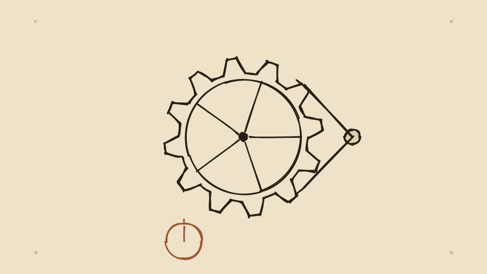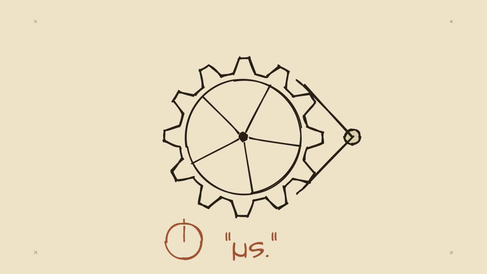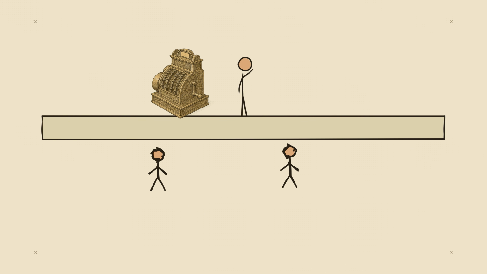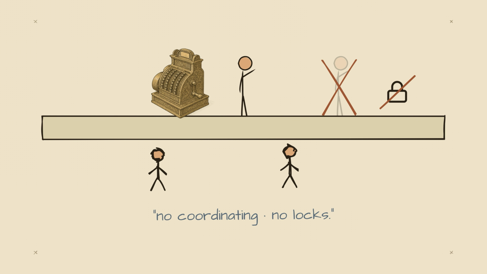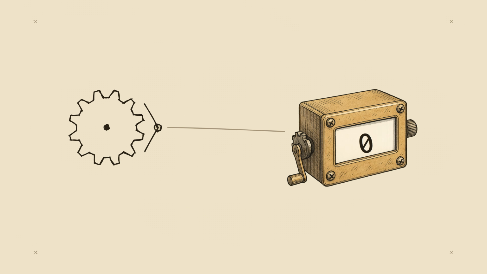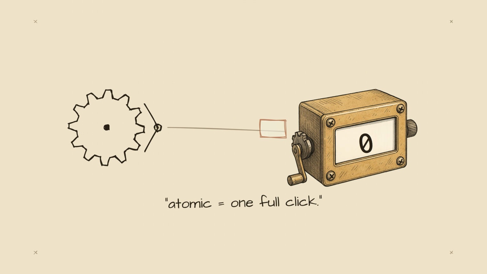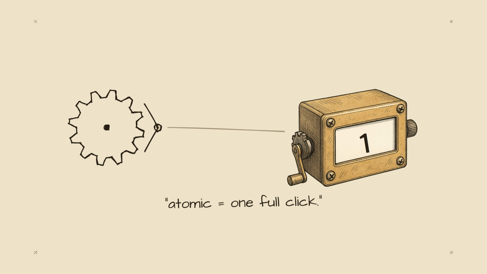Most commands finish in microseconds, so doing them one at a time isn't a traffic jam. It's more like one extremely fast cashier who serves each customer fully before moving on. No coordinating with coworkers, no locking the register to avoid mistakes. Running one command at a time also brings a nice bonus. Every command is atomic. It fully happens with nothing sneaking in halfway.